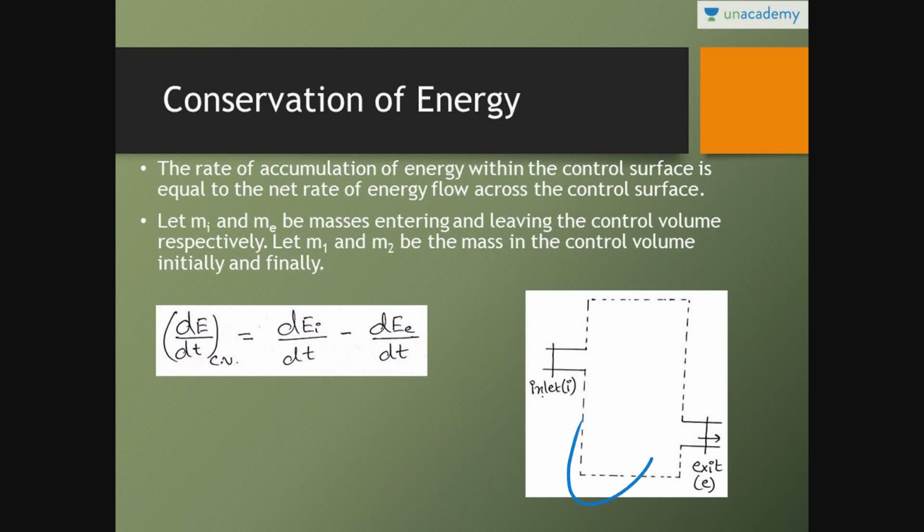See, m1 is the initial mass. The moment mi enters, there is some add-on mass, m2, and me is the exit mass. So m1 and m2 are the masses in the control volume initially and finally. This is the energy equation you have to keep in mind for unsteady state.